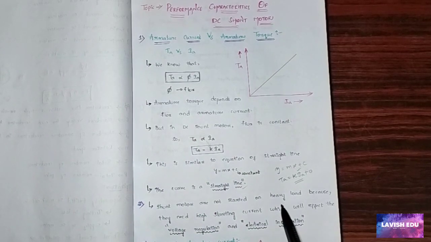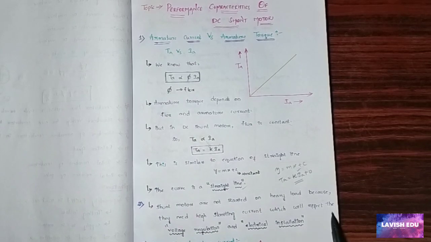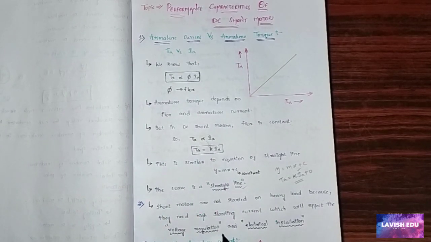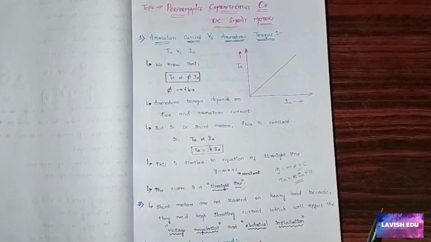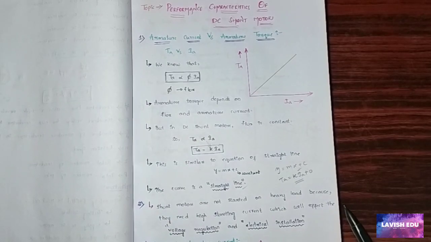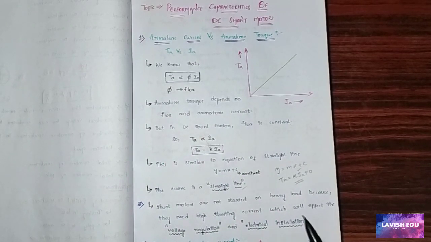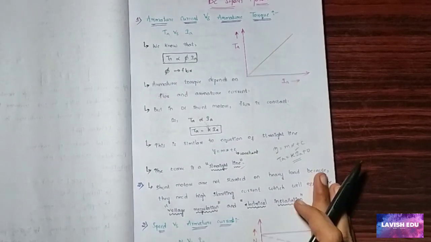Now, shunt motors are not started on heavy load because they need high starting currents, which will affect their voltage regulation and electrical installations. This is a quite simple point, but it should be added in this question because we are talking about DC machines. A heavy load is not given to a DC machine directly because it will affect the current as well as the voltage regulation in the DC machine, which causes great damage to it. So we should not give a heavy load directly to a DC machine.